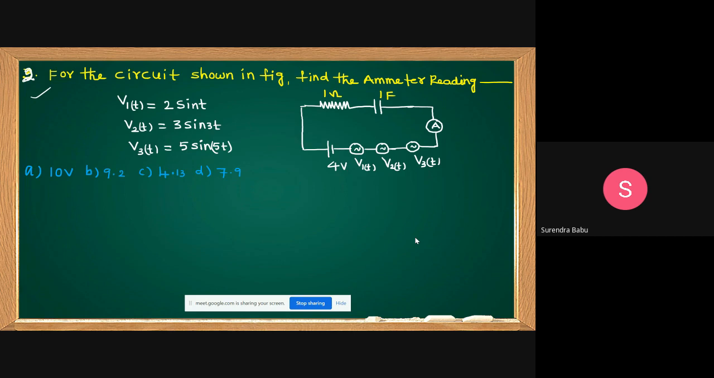But here we are giving different voltages: V1 of t, V2 of t, V3 of t, and a DC supply. Now I want to find the current in the circuit for 4 volts, for V1 of t, for V2 of t, for V3 of t. Very important model. Please concentrate. For the DC supply, for 4 volts DC.